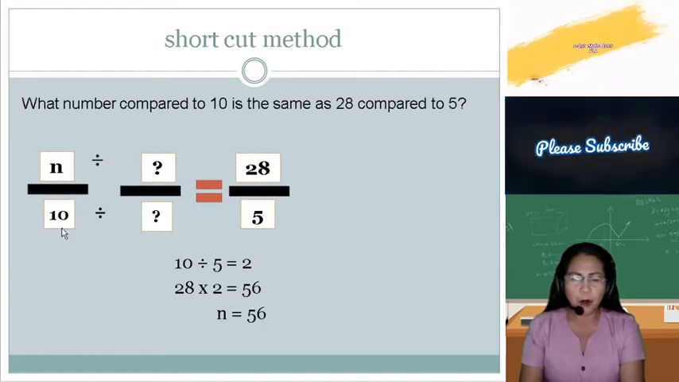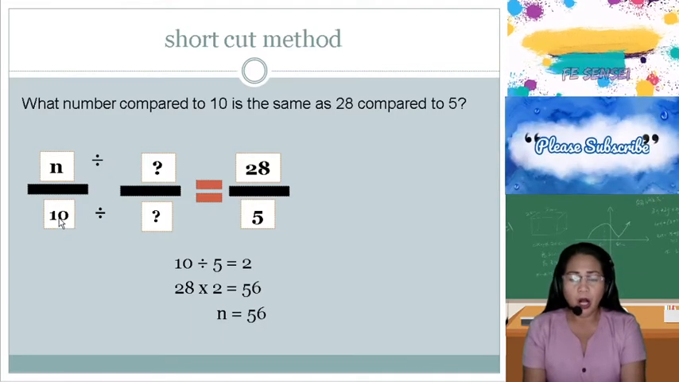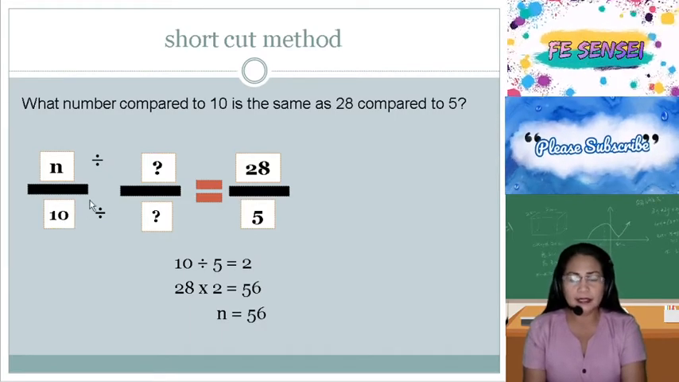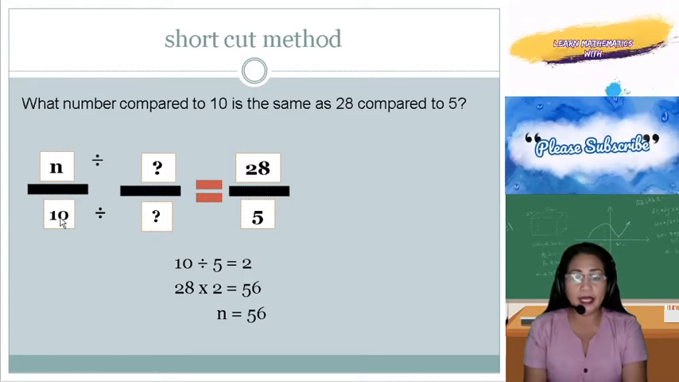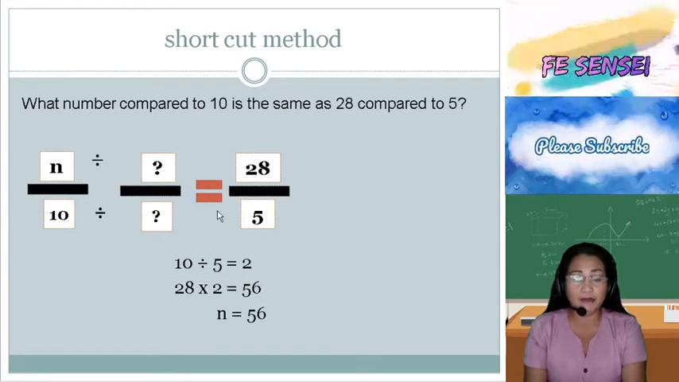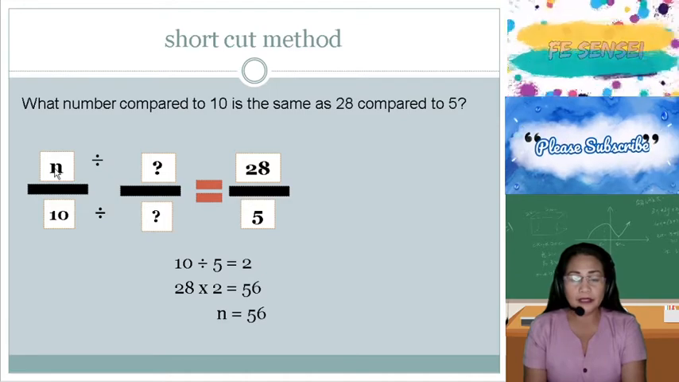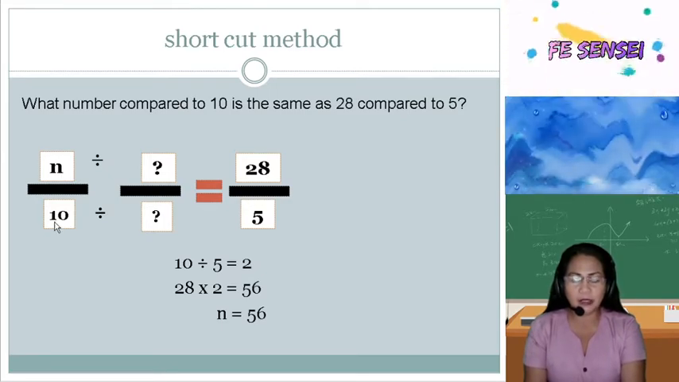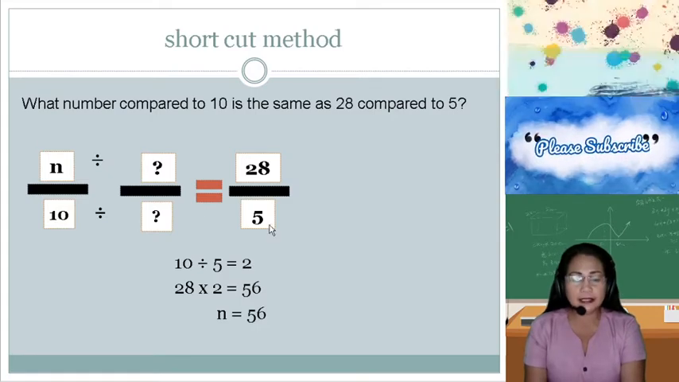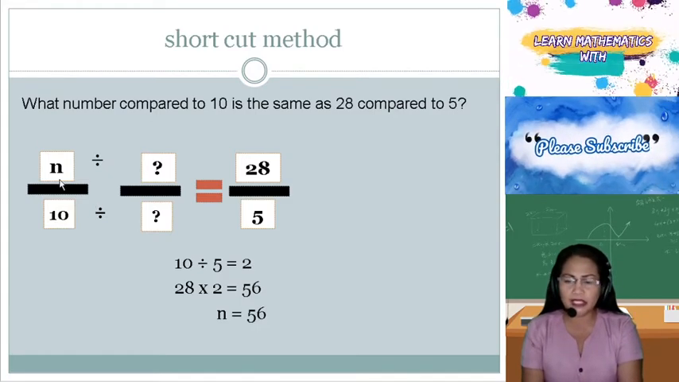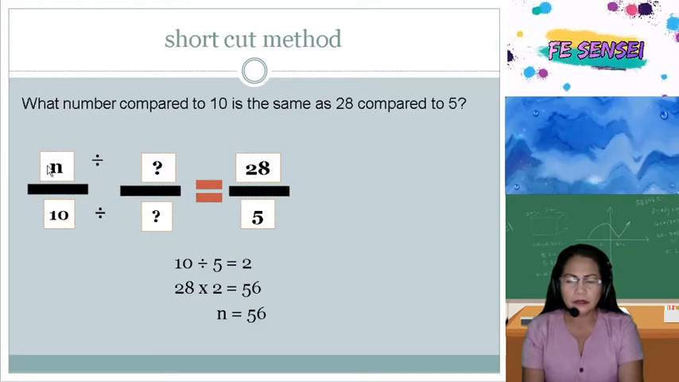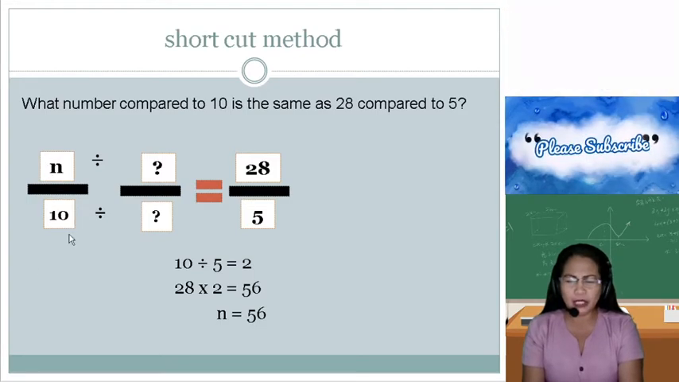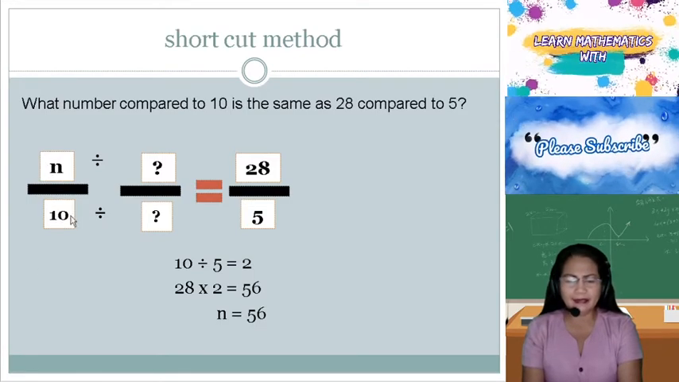So, focus your attention on the number which has the equivalent, because our numerator is n equals 28. Our denominator is 10 equals 5. So, since we're looking for n, what number did you divide 10 that gives you 5?